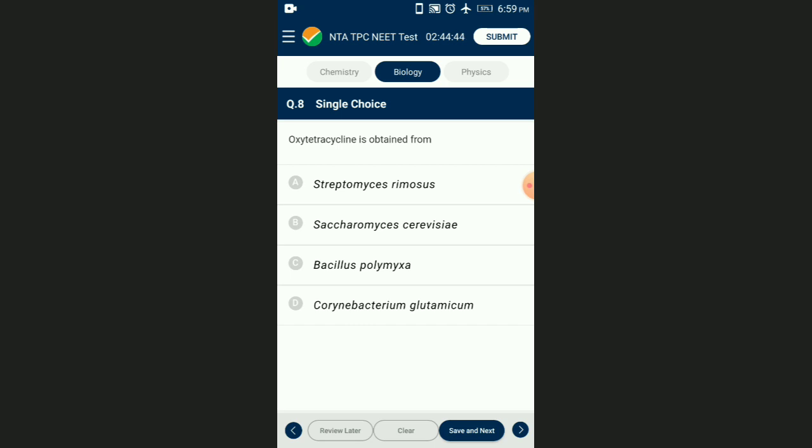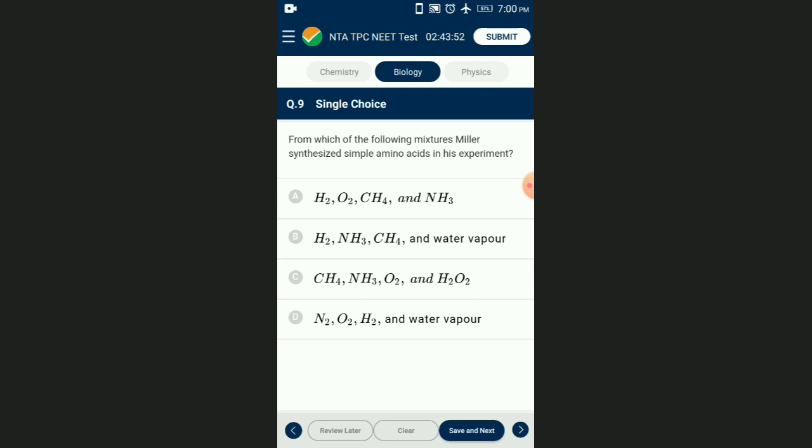Because of the absence of these proteins, the bacteria cannot undergo growth and reproduction, thus resulting in a substantial reduction in the bacterial population. So, oxytetracycline limits the spread of infection of the bacteria, and the remaining bacteria eventually get killed by our immune system. So, the answer for this question is option A, Streptomyces rimosus.